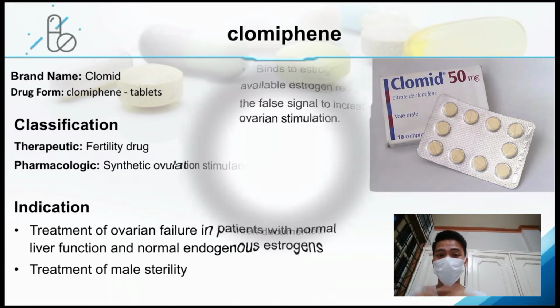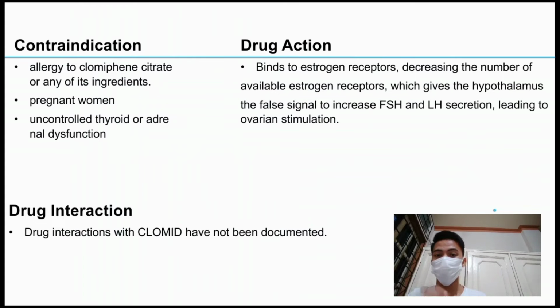For contraindication: allergy to clomiphene citrate or any of its ingredients, pregnant women, or uncontrolled thyroid or adrenal dysfunction. For the drug action, it binds to estrogen receptors, decreasing the number of available estrogen receptors, which gives the hypothalamus a false signal to increase FSH and LH secretion, leading to ovarian stimulation. For drug interaction, none has been documented yet for Clomed.